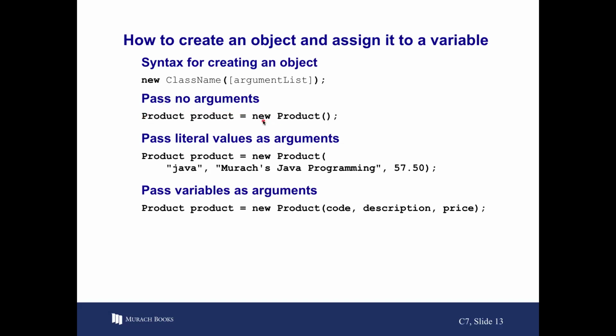And then we set it to a new, we use the keyword new, and then we call the constructor. Here we call the constructor with 3 literals. Here we call the constructor with 3 variables. Okay, so this is us creating an instance of the class using the new keyword.